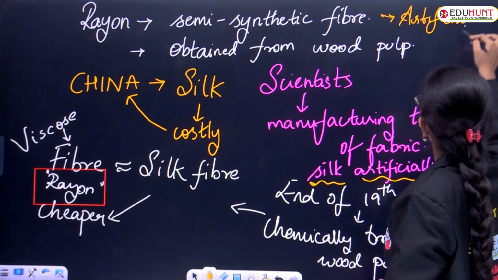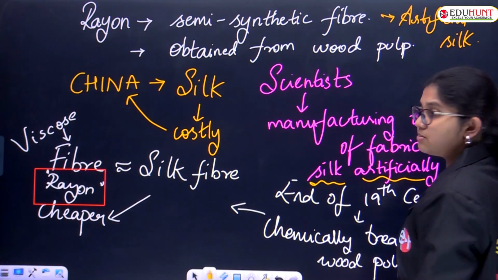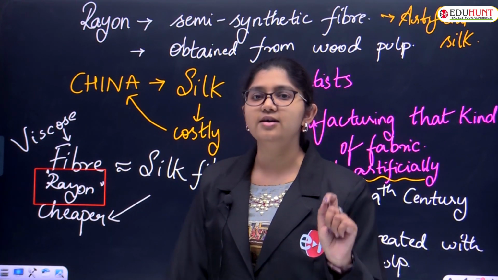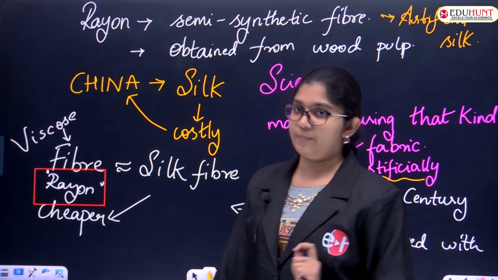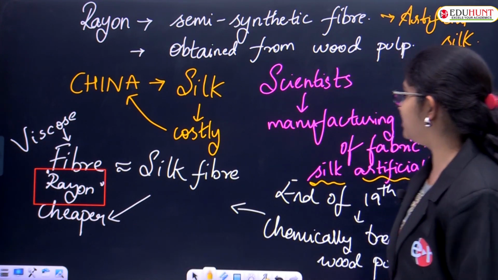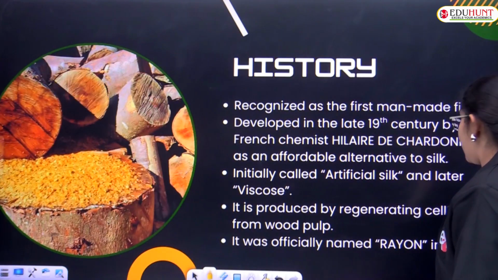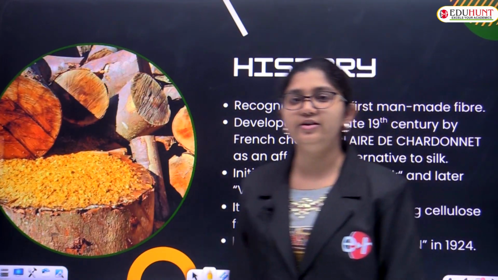Why, children? Its appearance is similar to silk, but originally it is not silk. It is a fiber made from wood pulp. Okay, you'll see what is what and then you'll understand. Okay, children, clear with that history, right? See here, the history regarding rayon.